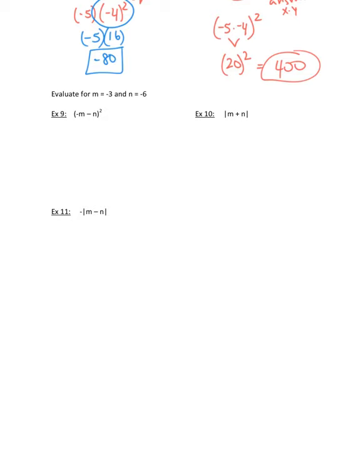Negative m. So you have -3 minus n is -6. And this is all squared. Now, when you have lots of parentheses like this, what you could do is change the outside ones into brackets. That makes things a little bit easier. Like this. And so you end up with 3 plus 6. And now I can switch back to parentheses, which is 9 squared, which is 81.